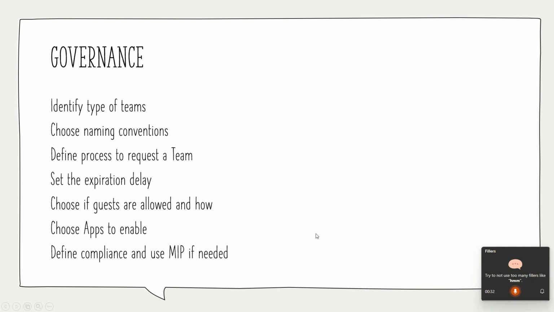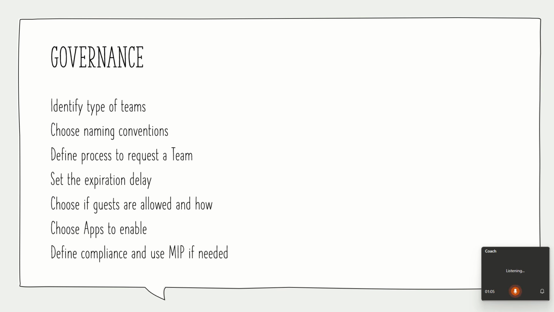Choosing naming conventions is key also because you need to define what are the different types of teams and what are the prefixes so people can see directly when they're joining a team what kind of team it is. You need to define a process to request a team. You need to set an expiration delay so that after a while, if people are not using the team, then the team will be either archived or deleted. First, there will be an email sent to the owner just to be sure.